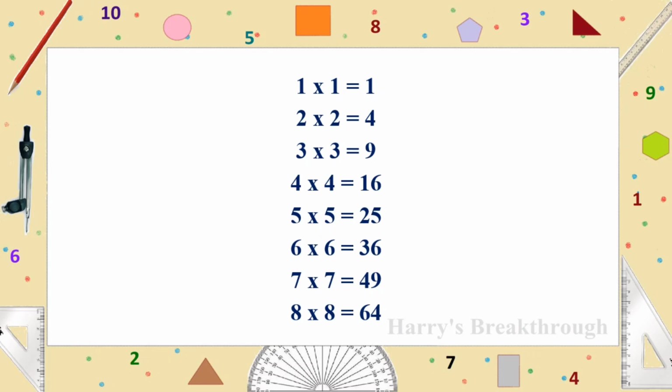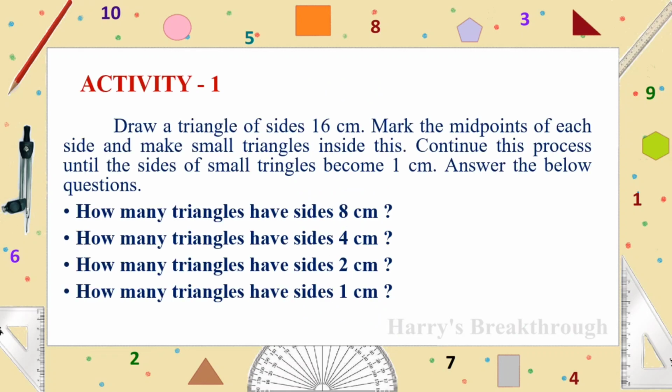Have you all understood? Okay. Now, let's do an activity. This is an activity for you. You have to draw a triangle of sides 16 centimeter and mark the midpoints of each side and make small triangles inside this. And continue this process until the sides of small triangles become 1 centimeter. And then you have to answer the following questions.